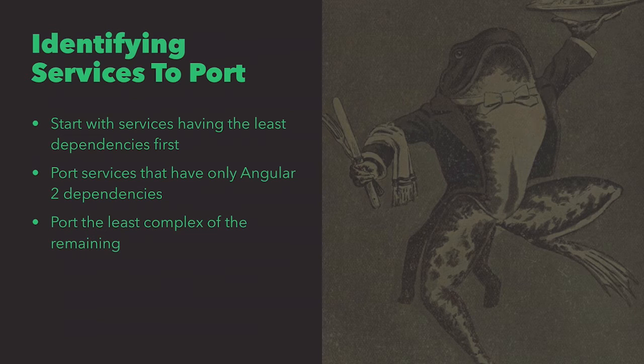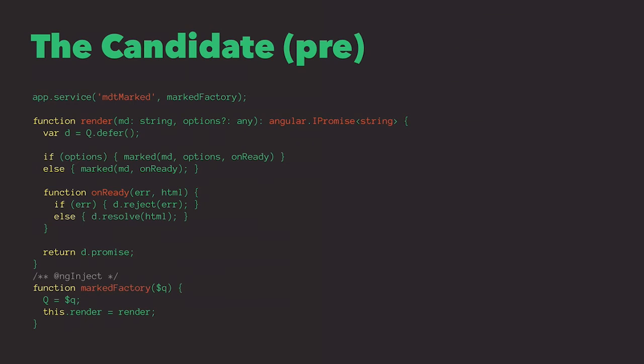The reason being, if they have no dependencies, then it's just a matter of converting them into a TypeScript format or a class and marking them as injectable. Once you've converted a couple services and you have things working, the next step is to find the next set of services that hopefully only now have Angular 2 dependencies, and so on and so forth until you've moved all of your services. So here's an example of a candidate service from a somewhat real-world application.